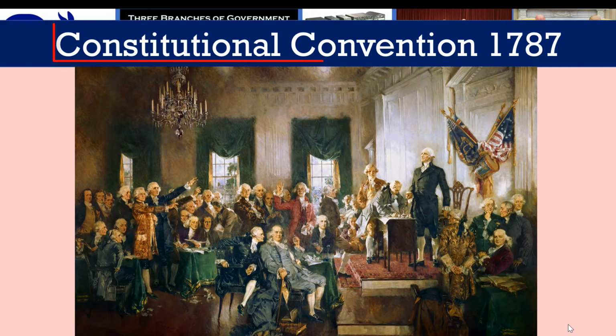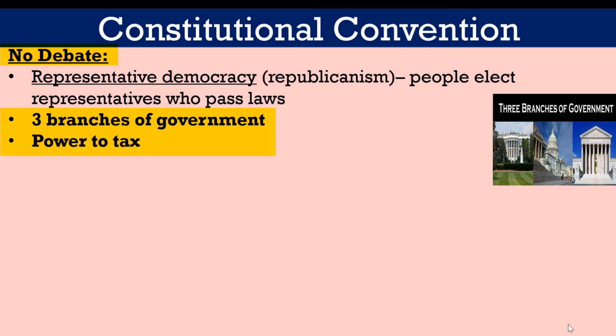The following summer, the Constitutional Convention was called, originally with the task of just fixing the Articles of Confederation, but that plan was quickly scrapped. As the gathering proceeded, there were some things that everyone agreed on, such as the creation of 3 branches and the power to tax. But there were a lot of things that were hotly debated issues.